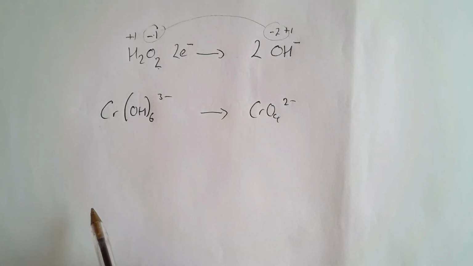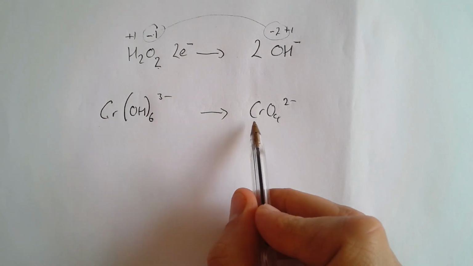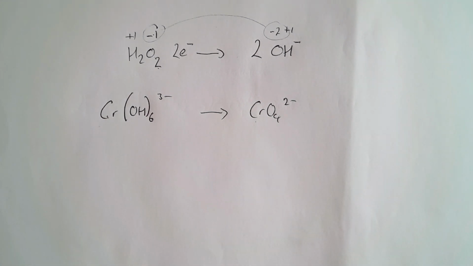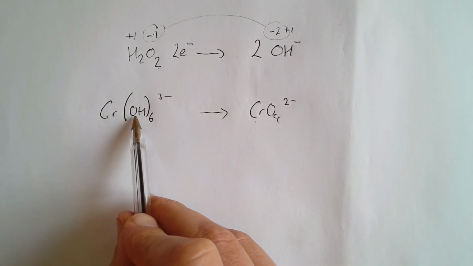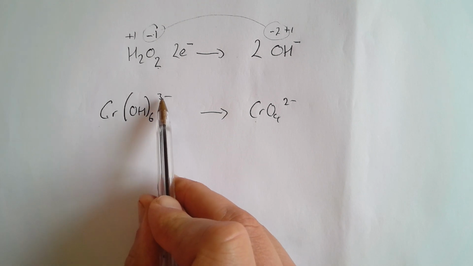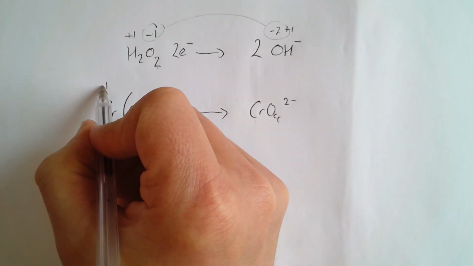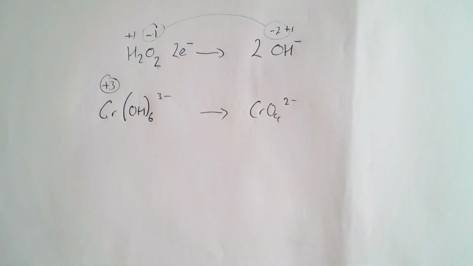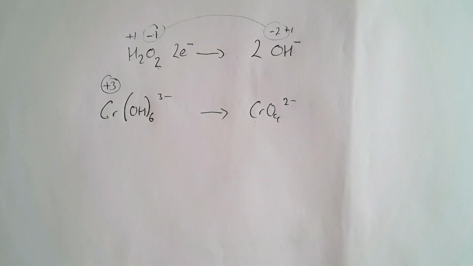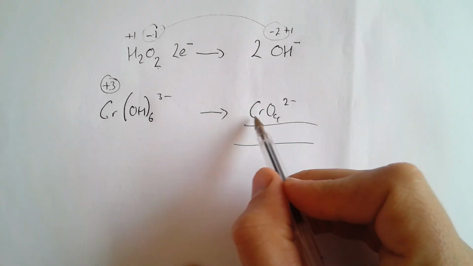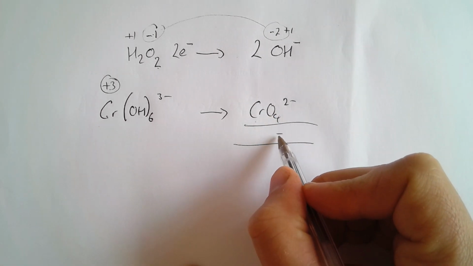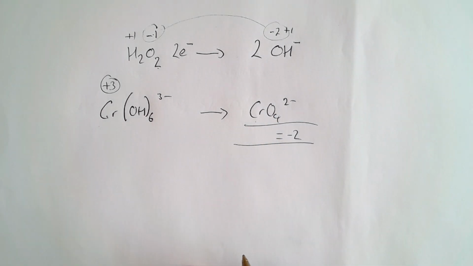For this to occur, we've got to change from one chromium ion to another, so these oxidation states are going to change. If we look here, we've got 6 hydroxides at -1, overall is -3, so this gives us a +3 oxidation state for the chromium. Now when we get over here, a little bit more complex, I'm just going to use my little method here. So the sum of the oxidation states equals -2.